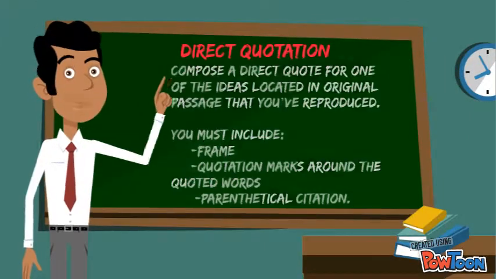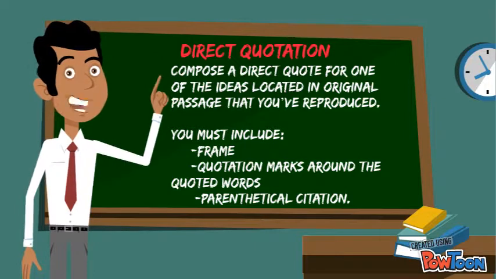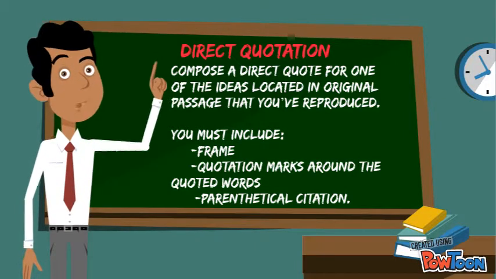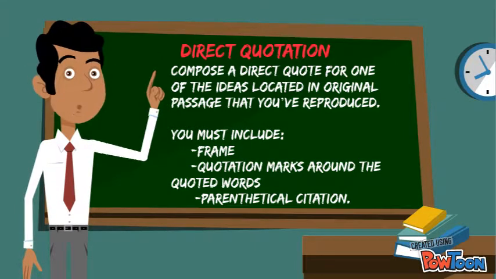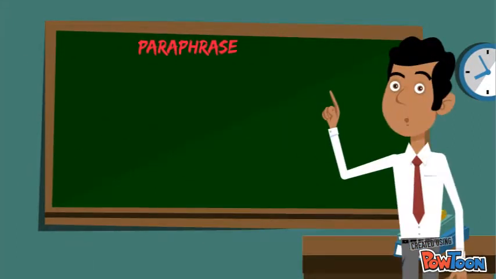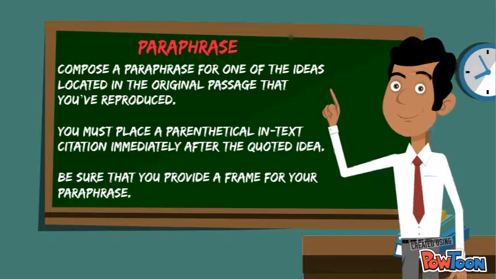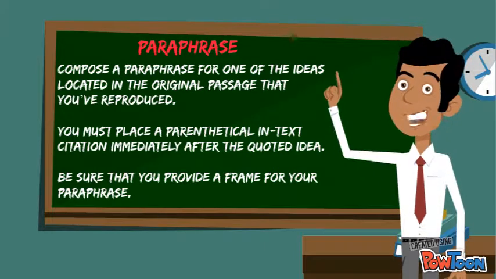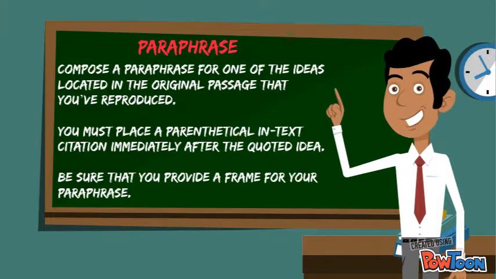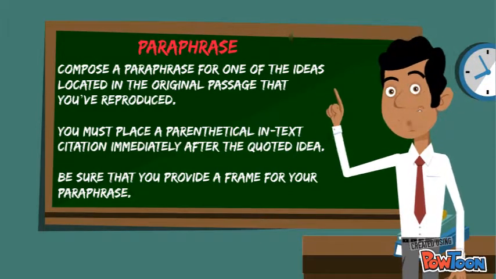Direct quotation. Compose a direct quote for one of the ideas located in the original passage that you reproduced. You must include the frame, quotation marks around the quoted words, and parenthetical citation. Paraphrase. Compose a paraphrase for one of the ideas located in the original passage that you reproduced. You must place a parenthetical in-text citation immediately after the paraphrased idea. Be sure that you provide a frame for your paraphrase.